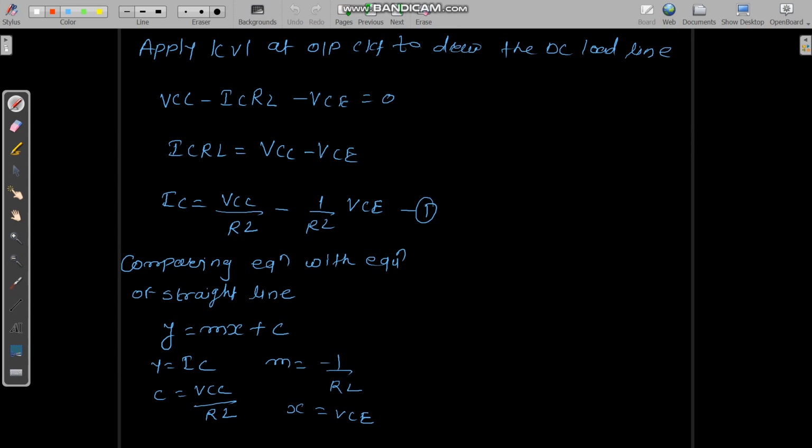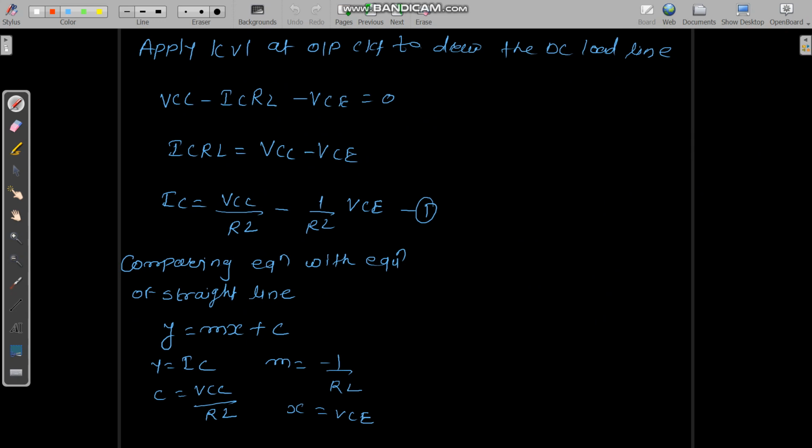Now we are going to compare this equation 1 with a straight line equation. What is our straight line equation? Y equals mx plus c, right? Where m is your slope. Now, if I compare this equation with this, my y is equal to IC. My constant is VCC by RL, that is c, and this is my slope, that is m, which is 1 by RL, and your x is my VCE. That means when I compare the collector current equation from the fixed bias class A power amplifier with the straight line equation, these are the parameters obtained.